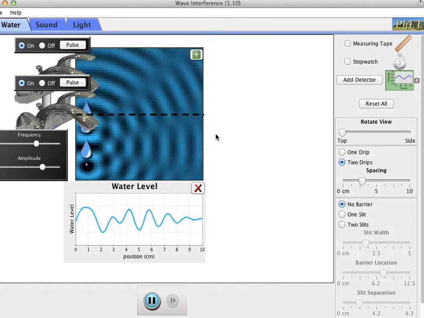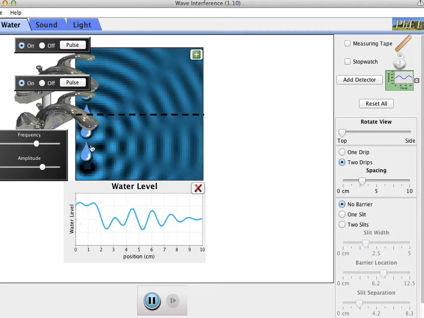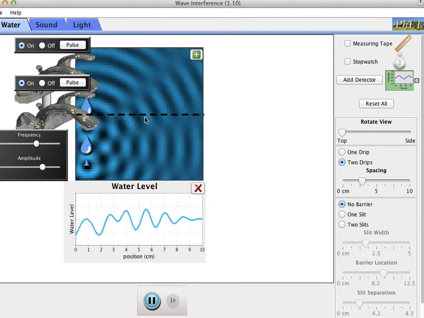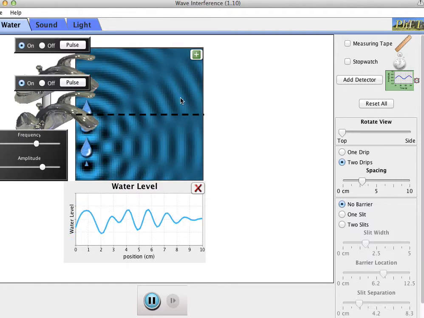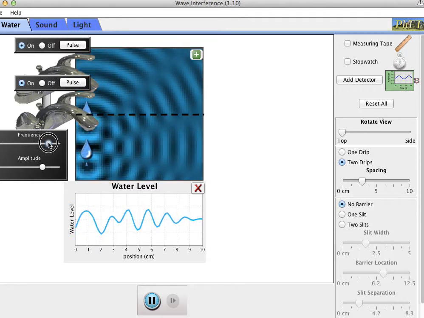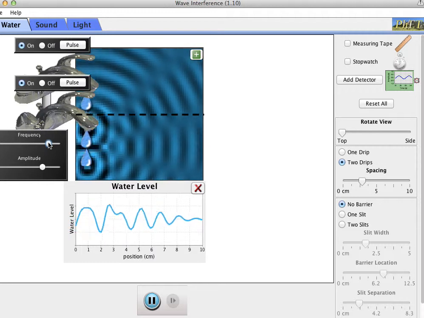So what determines where these different areas are? How come everything along this line we have destructive interference and everything along this line we have constructive interference? How do we relate that? And what factors influence it? Like what if we change the frequency, increase the frequency?